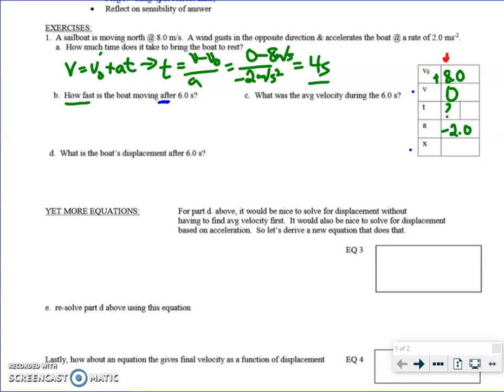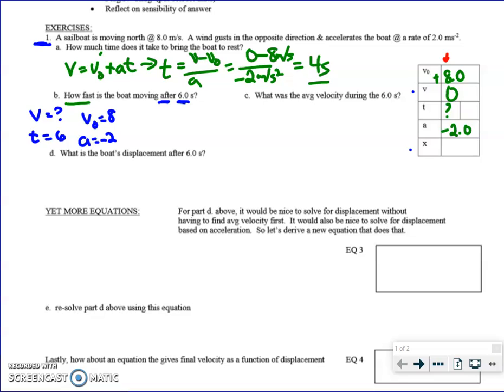So in the next problem, I'm not going to do V, I'm going to do it right here. I'm going to say v equals question mark. What information do I have? Well, after 6 seconds means now I know that the time is 6. The information up here is still valid. So its initial speed is 8, and the acceleration is still -2. I've got my information.